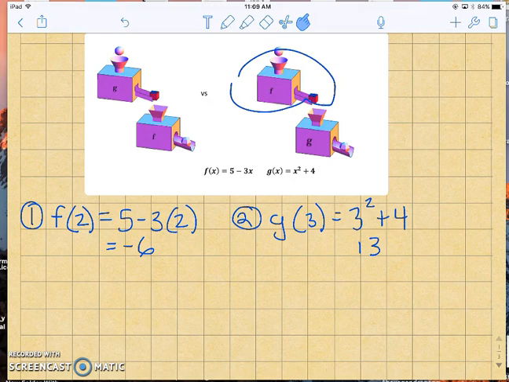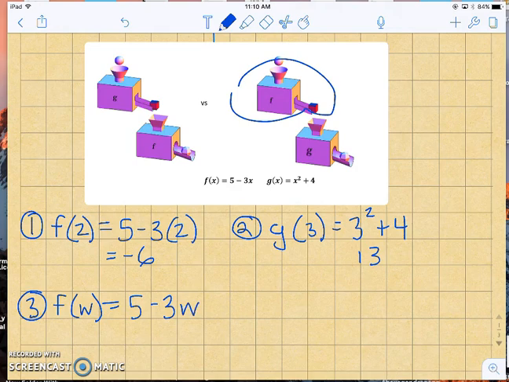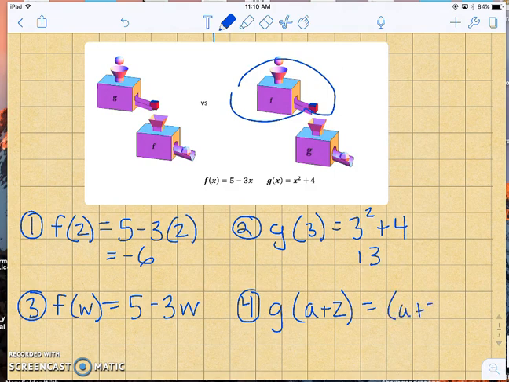Now we can drop in other things. Let's say we wanted to drop in just a letter. What if we said f of w? So we're dropping in a w, so it becomes 5 minus 3w. And that would be our final answer. Or let's say in our g function we were dropping in g of a plus 2. So we're dropping that in for our x, so it becomes a plus 2 squared plus 4. And we'll talk in a little bit about how to expand that.